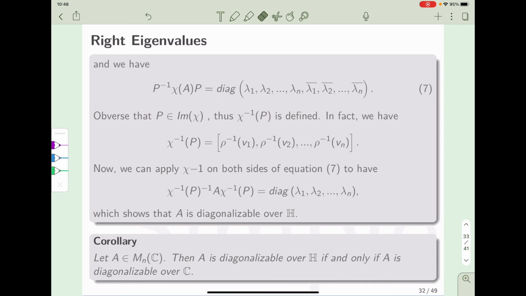There is a quick corollary here. If an n by n complex matrix is not diagonalizable over the complex numbers, then one may ask, would it be possible for it to be diagonalizable over the quaternions? And the answer is no, because the complex adjoint of A is a 2n by 2n block diagonal complex matrix consisting of A and its conjugate. So it's not diagonalizable because one of its blocks, which is A, is not.